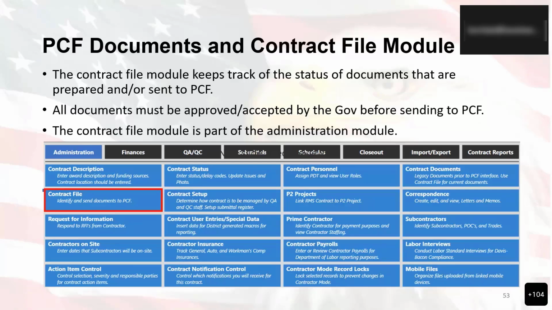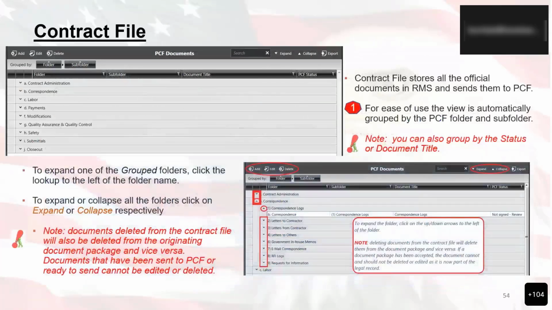You must manually add folders and subfolders after the award. Government signed documents will automatically upload to the correct contract file folder. Contractor signed documents for some modules will have to be manually loaded to the contract file folder. So that's one thing to keep in mind when you're dealing with this particular area. The contract file as a whole stores all those official documents and then sends them to PCF. So for ease of use, the view is automatically grouped by the PCF folder and subfolder.